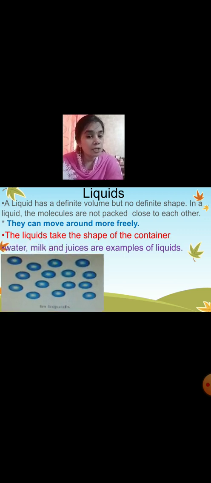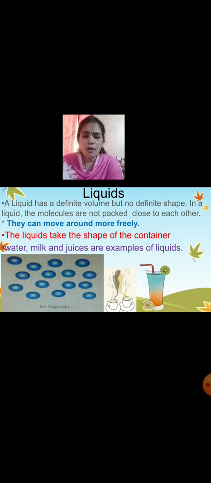Now in the solids, I showed you with the green color how the molecules are packed very close. That is why they are strong. They don't have place to move. But in the liquid, the molecules are not packed close to each other. That is why they can move around more freely. And the liquids take the shape of the container. Examples: water, milk, juices, or any kind of liquids.